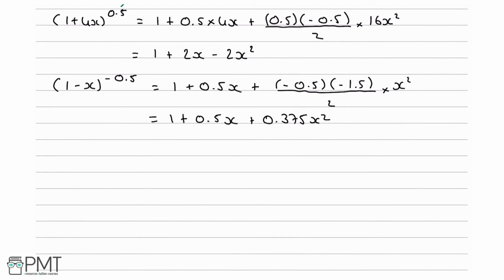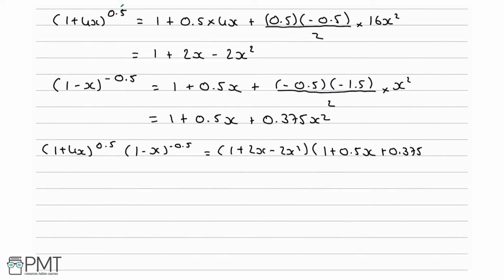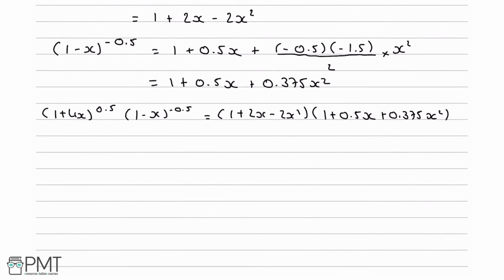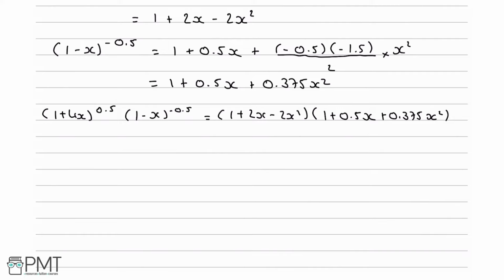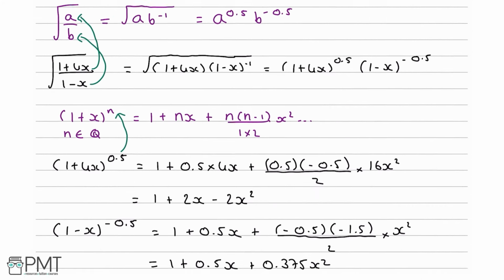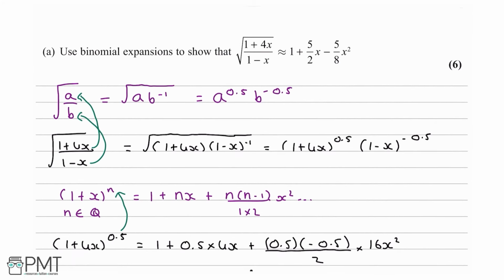So what we need to say is 1 plus 4x to the 0.5 times 1 minus x to the minus 0.5 equals, and then just in brackets, 1 plus 2x minus 2x squared times 1 plus 0.5x plus 0.375x squared, like this. Now what we need to do is expand the brackets. I'm going to expand up until the x squared term, because if we go back to our answer, our answer had an x squared term in it.